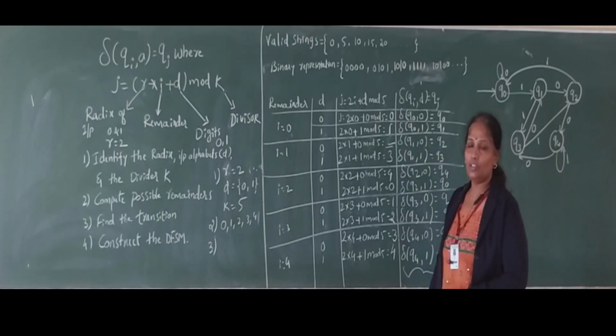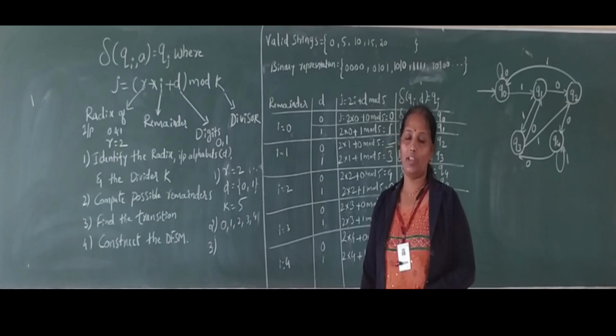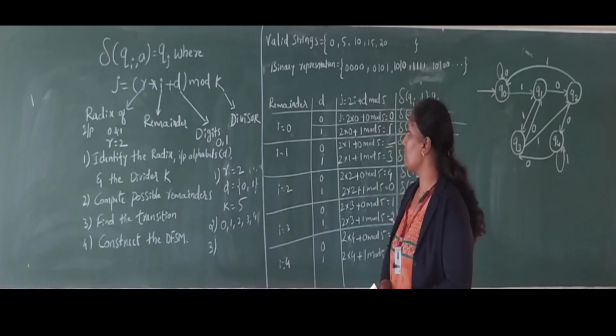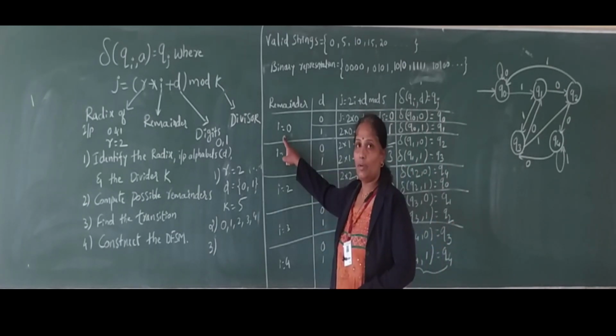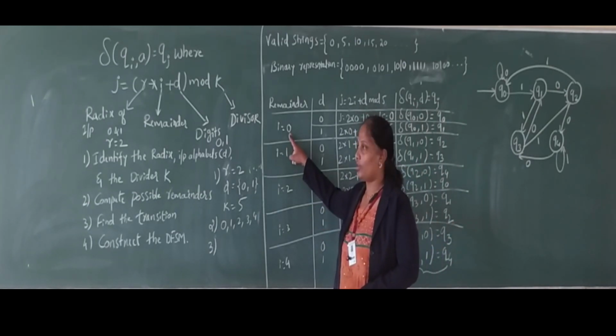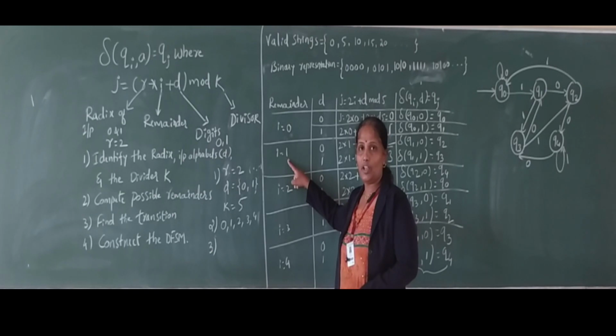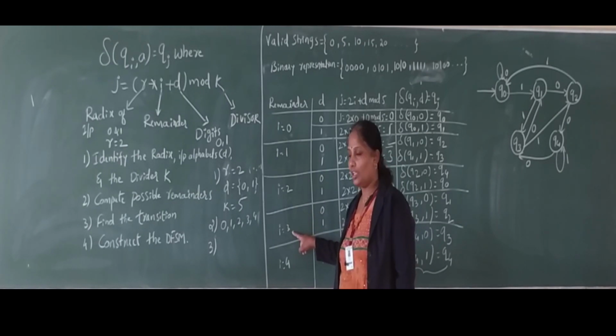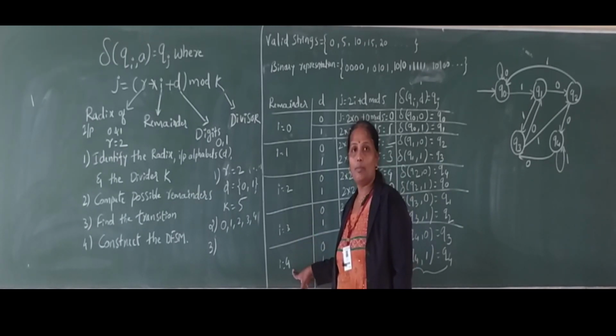So what is the given question? 0 modulo 5. The meaning is what? Whenever you take a number and divide it by 5, the remainder is 0. So which state represents the remainder 0? The state Q0. Which state represents the remainder 1? Q1 state. Q2 state represents remainder 2, Q3 state represents remainder 3, Q4 state represents remainder 4.